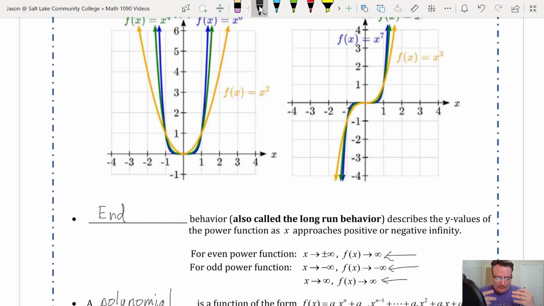In fact, for graphing polynomials, we really need to know two main things about the polynomial. That is the long-run behavior and the short-run behavior. We'll get to short-run behavior in just a moment.